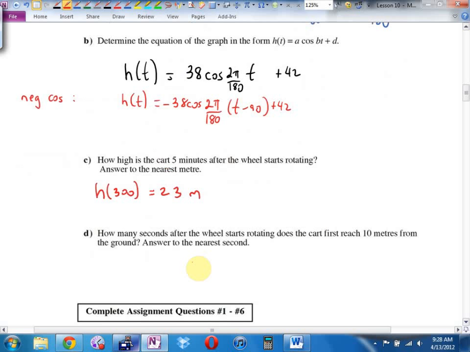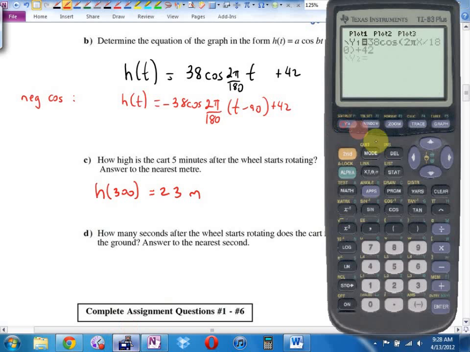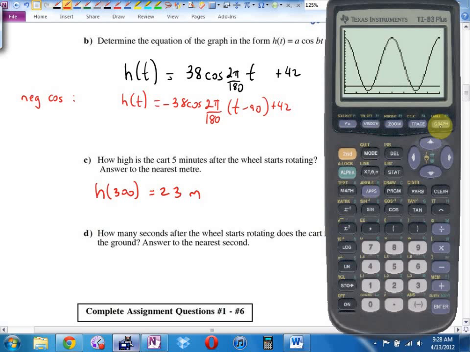How many seconds after the wheel starts rotating does the cart first reach 10 meters from the ground? Caitlin, this 10, is it an X value or a Y value? Then I'm going to send Y2 10. Graph. And they want the first one. Okay. To the nearest second, 74 seconds.